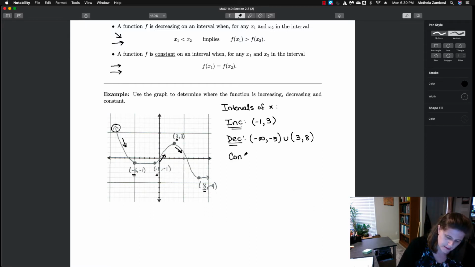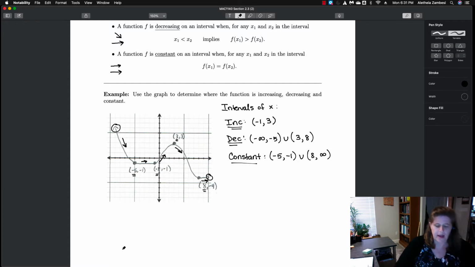For constant, we're looking for regions where the graph is flat. So from -5 to -1, the graph is horizontal. So that is a constant section. And we also have a constant section starting at 8. And we go off to positive infinity. Remember, the arrow indicates that the behavior is continued.